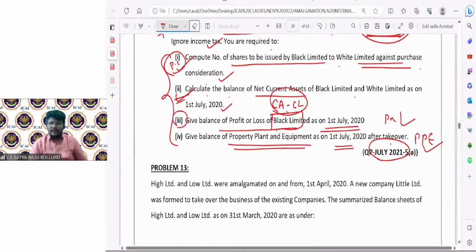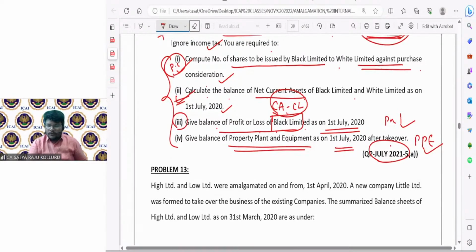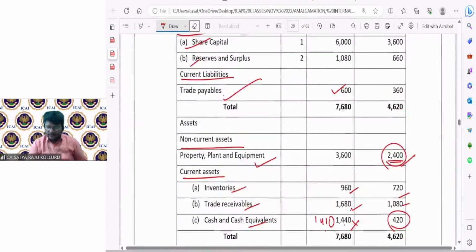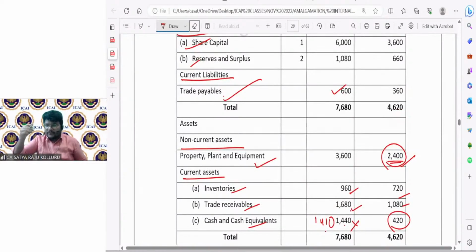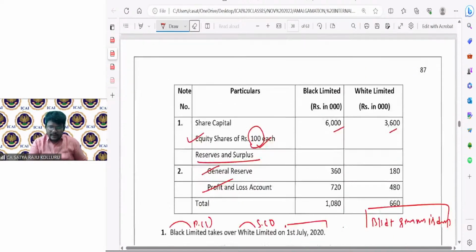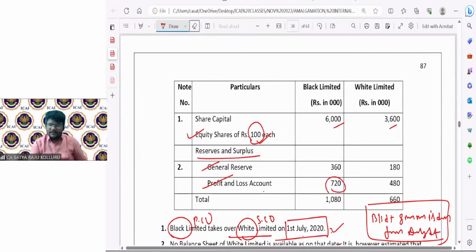Now you can come to the third sub question. Give balance of profit and loss account of Black Limited as on 1st July 2020. Now all of you let me know first the existing Black Limited P&L, how much? In balance sheet after amalgamation, P&L shows how much he is asking. Now it is clearly given under notes to accounts for Black Limited, existing P&L is 720 for Black. Do you agree? Plus how much profits we are getting from White Limited.